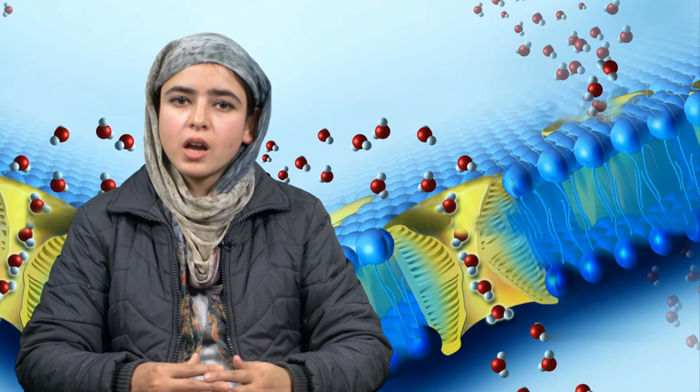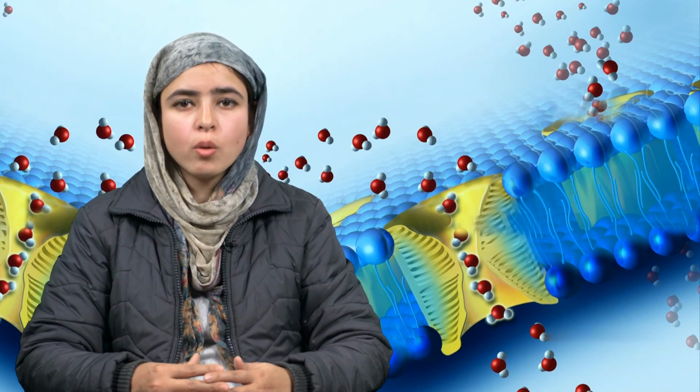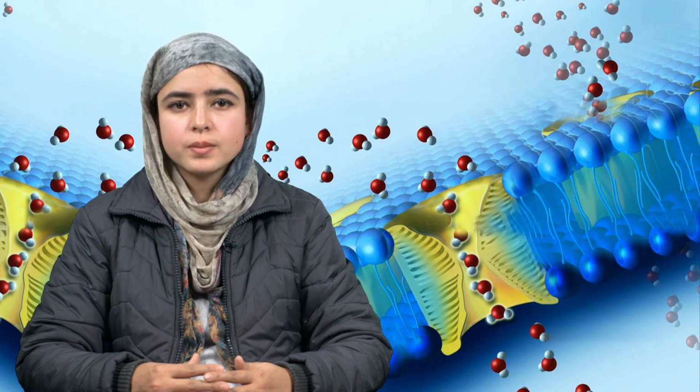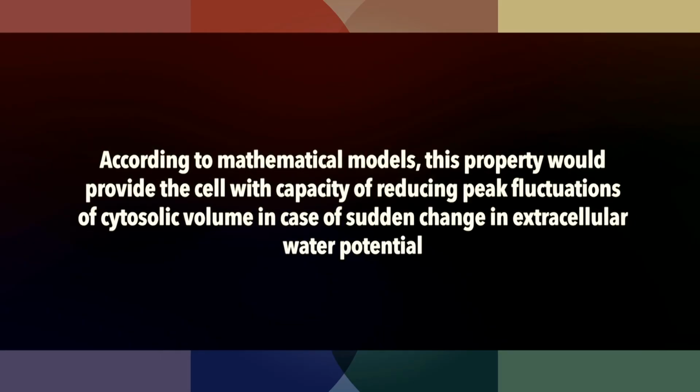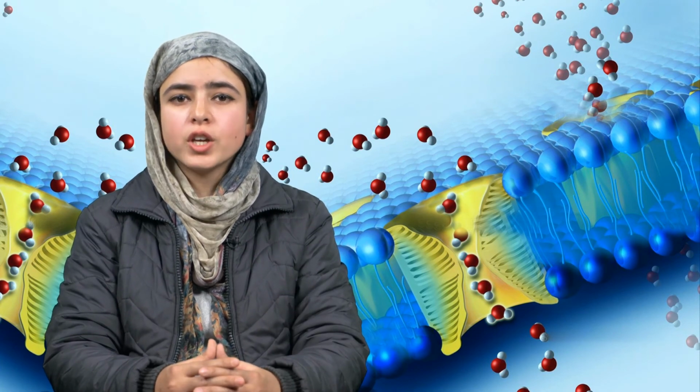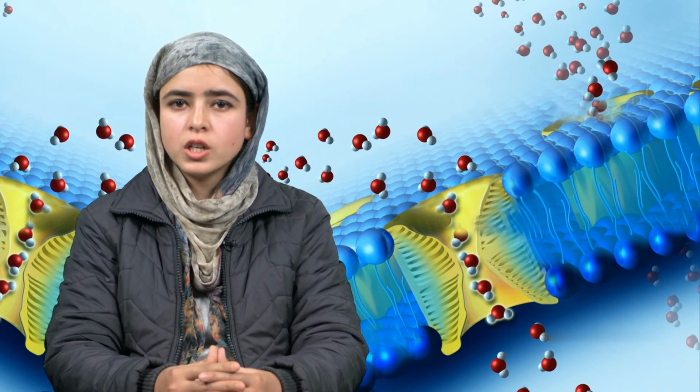An extremely high water permeability in the tonoplast seems to be common to most of the plant cells. According to mathematical models, this property would provide the cell with the capacity of reducing peak fluctuations of cytosolic volume in case of a sudden change in extracellular water potential. Thus, plant cells use their large vacuoles as buffering compartments during cell osmoregulation.